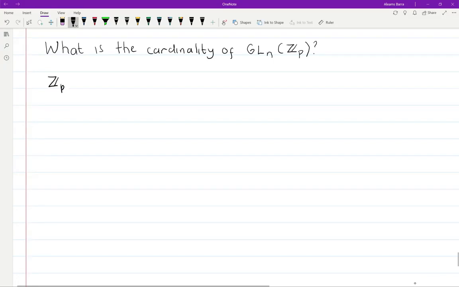ZP, well, some people write it down, or actually the more proper way to write this set, the integer modulo P, is Z mod P, something like that, right? Which means that 0, 1 up to P minus 1, where the addition and the multiplication is taken as the addition and multiplication modulo P, right?